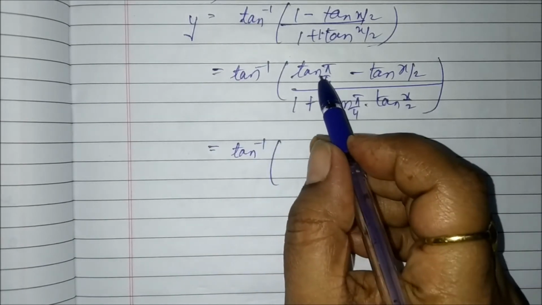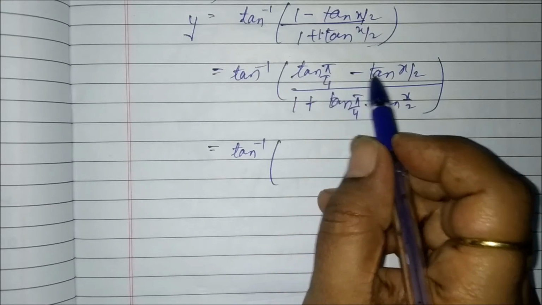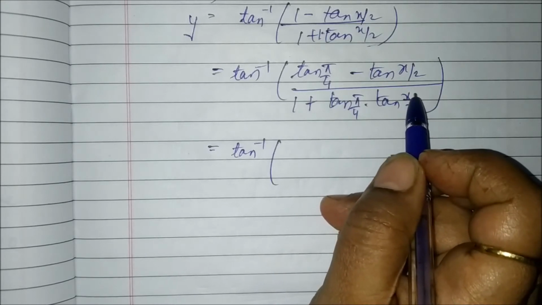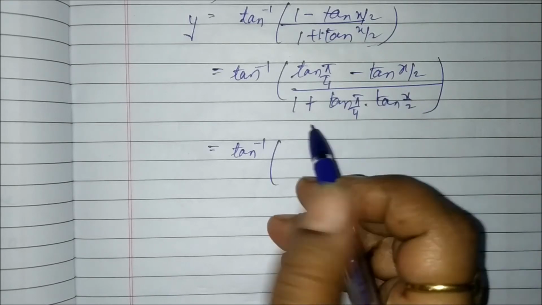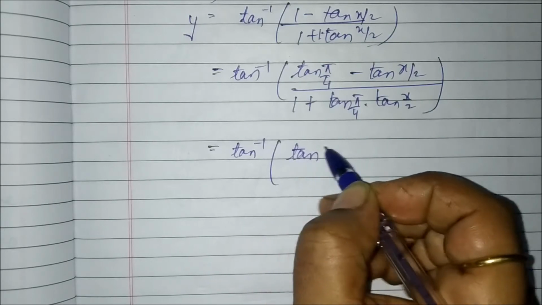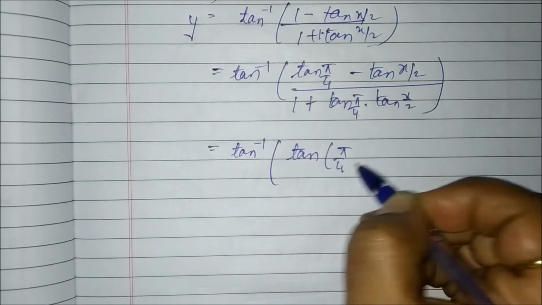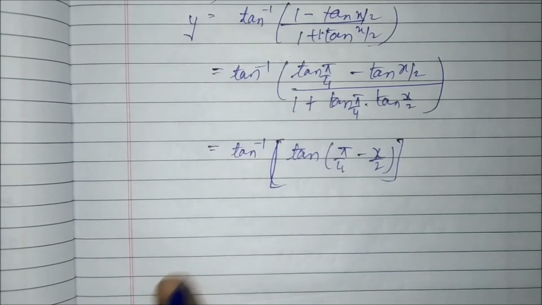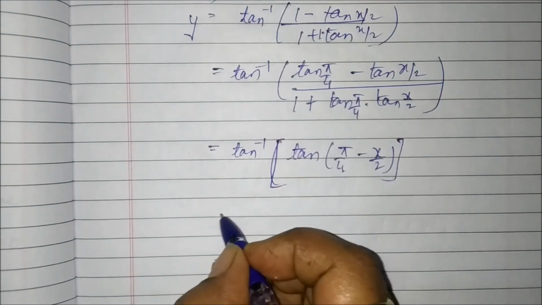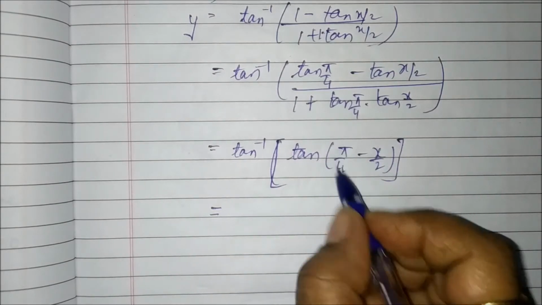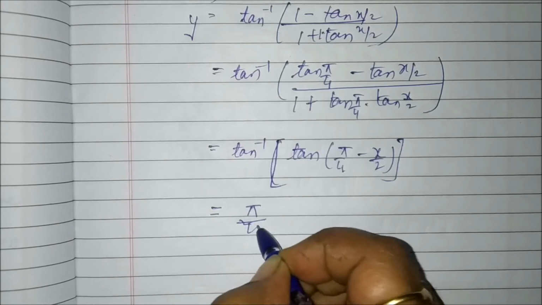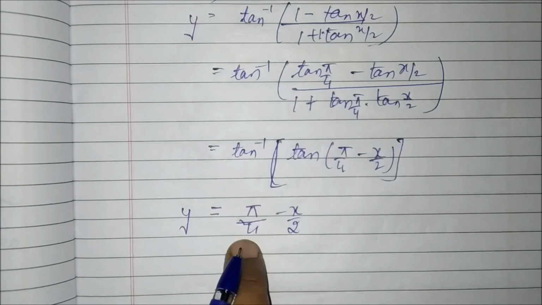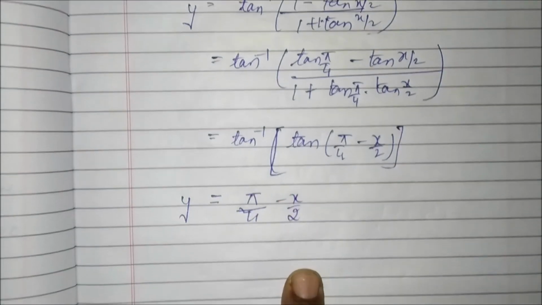Now it is like tan a minus tan b upon 1 plus tan a into tan b. Which formula is it? Tan a minus b. So we write here tan of pi by 4 minus x by 2. Now this tan inverse and tan will be dissolved and we get pi by 4 minus x by 2. So our function will become y equals pi by 4 minus x by 2. Now we will differentiate this function.